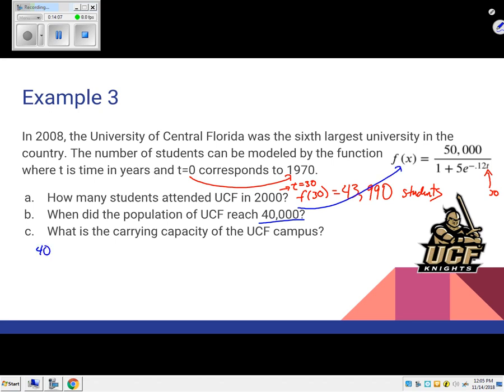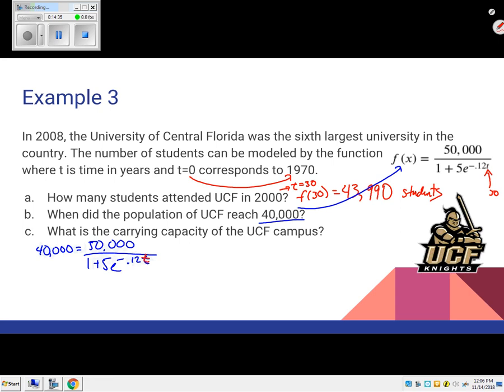I get 40,000 equals 50,000 over 1 plus 5e to the negative 1.2t. And I have the unfortunate task now of solving this for this t right here. Look where that t is. It's hidden in the denominator inside an exponential function up on top. Wow, that's going to be tough to get to.